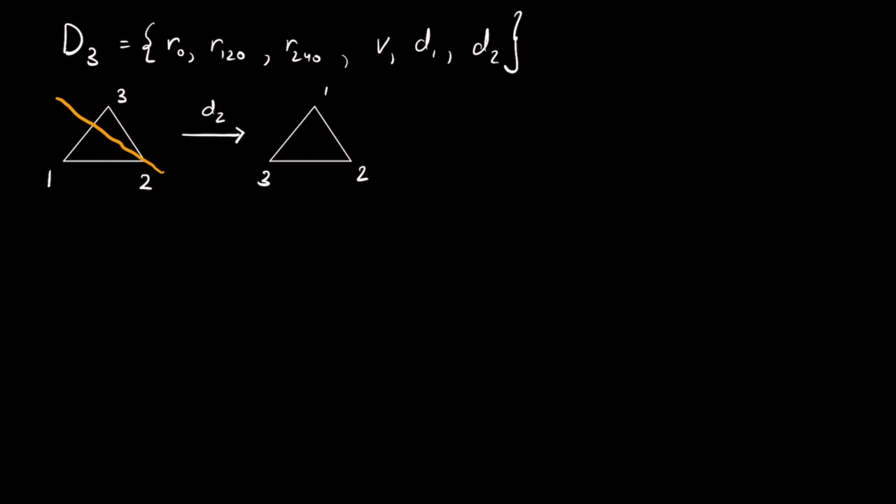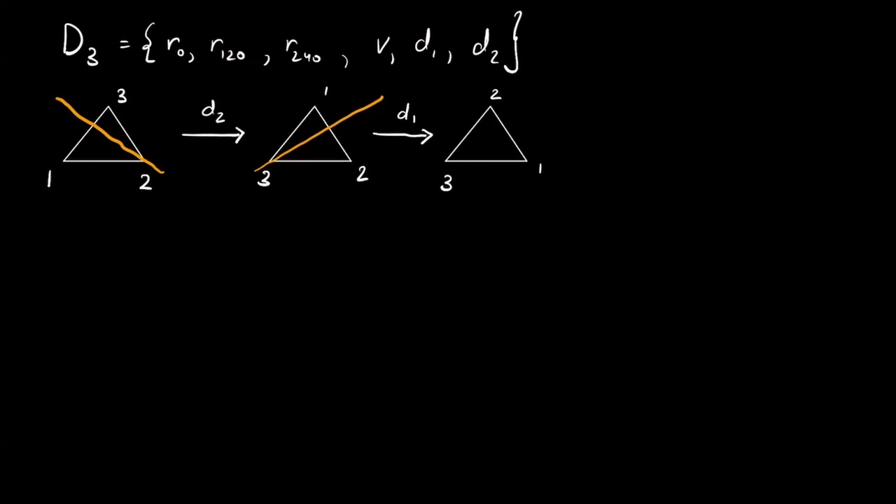If I apply D2, I'm going to leave the 2 fixed, and I'm going to swap the 1 and the 3. And now I'm going to take this triangle and apply the operation D1 to it. So I'm going to leave the 3 fixed, and I'm going to swap the 2 and the 1. When I do that, I get the following triangle. I get 3, 1, 2.